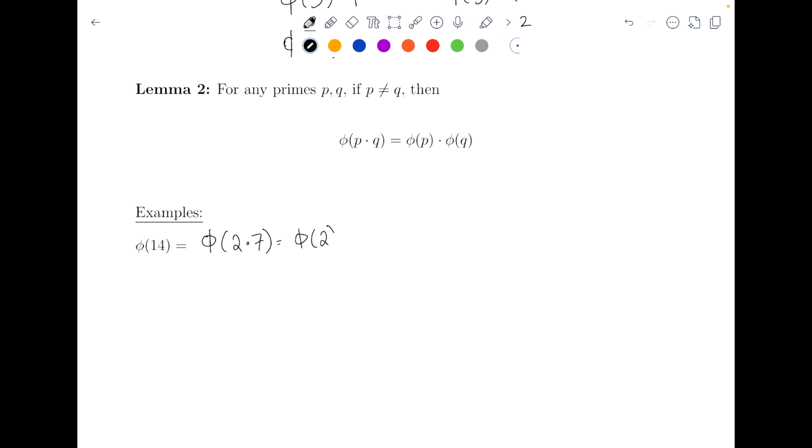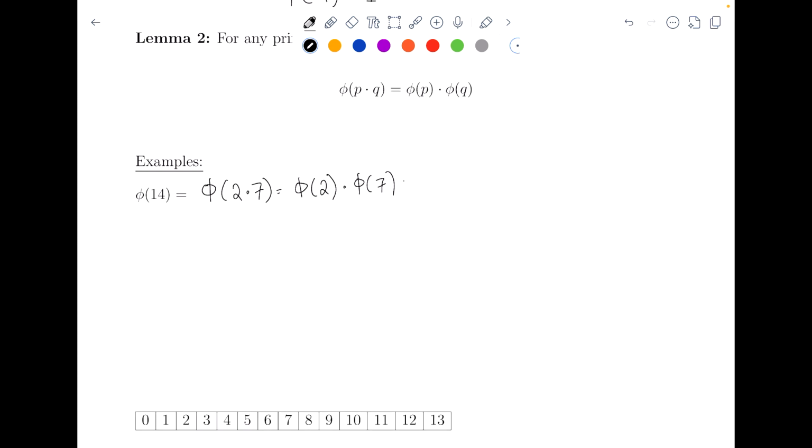And so I break that up into phi of 2 times phi of 7 because 2 is prime and 7 is prime. And phi of 2 is 1 and phi of 7 is 6. So I will get 6.